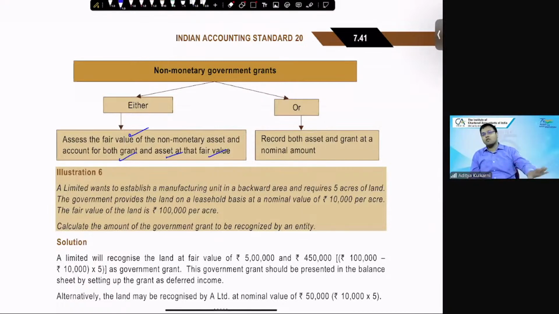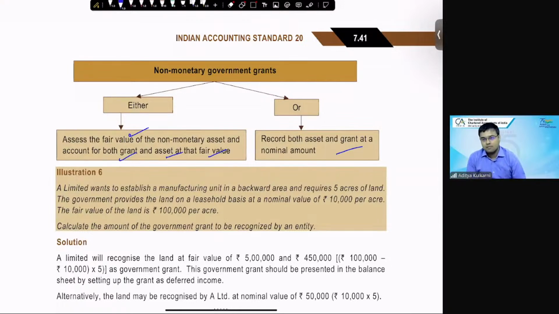Nominal value can be 1 rupee, 10 rupees, 100,000, 10,000, whatever it is. Basically, you can use the benchmark figure as the rounding off that you take, and that is the figure at which you will show. So if you are presenting your financials in millions, then 1 million can be taken as the nominal value of the land. With this, I'm not really concerned, because this is a government owned land that is just given to me for carrying out my activities. That's it. Nothing else. So therefore, you will recognize both asset and grant at a nominal amount.